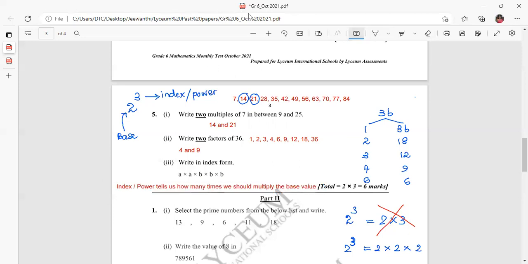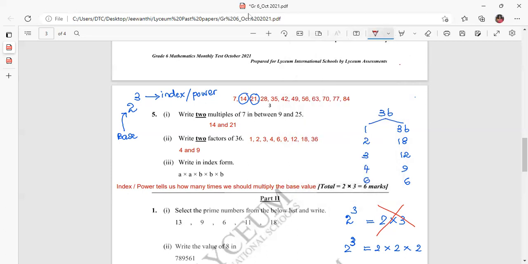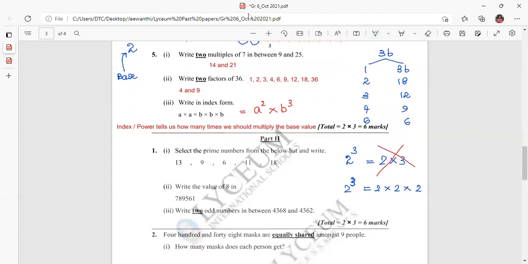Now, if you have a question like this, how do you write the answer? Now, for A, they have written 2 times. So then how do you write? A to the power 2, then multiplied by B to the power 3, because they have written B 3 times. A 2 times. Okay. So this is how you want to get the answer. Right. So then we'll move to part 2 of this paper.